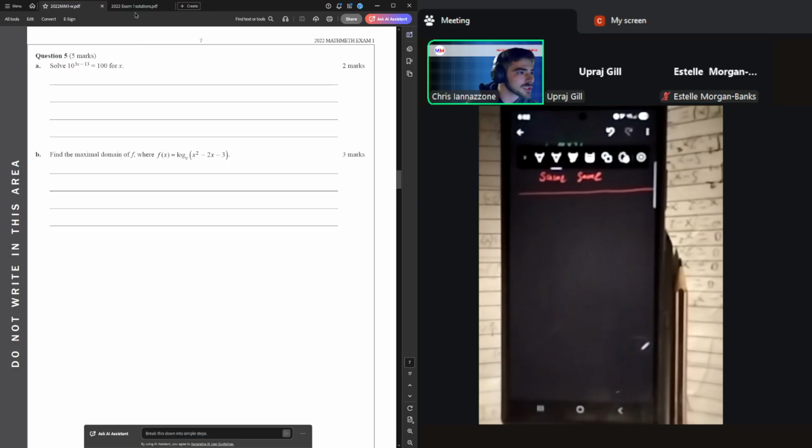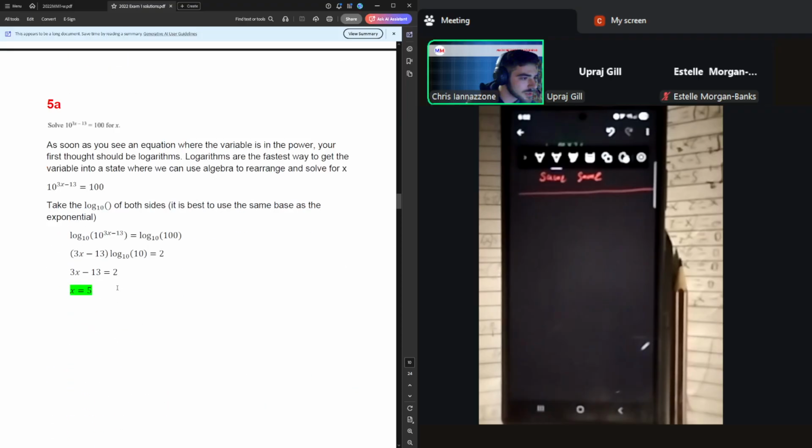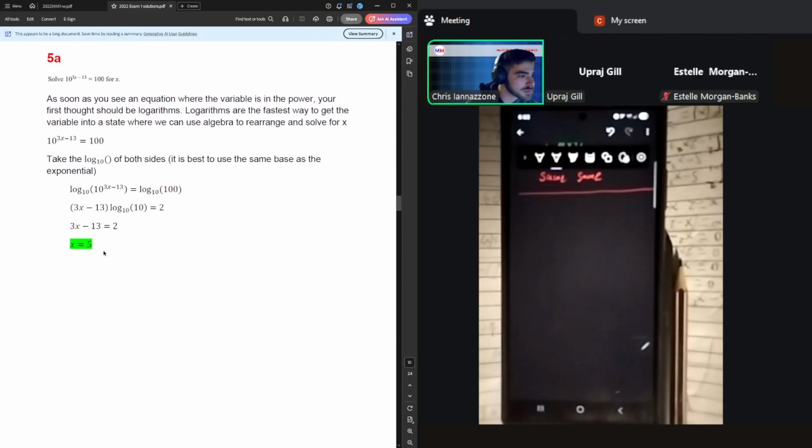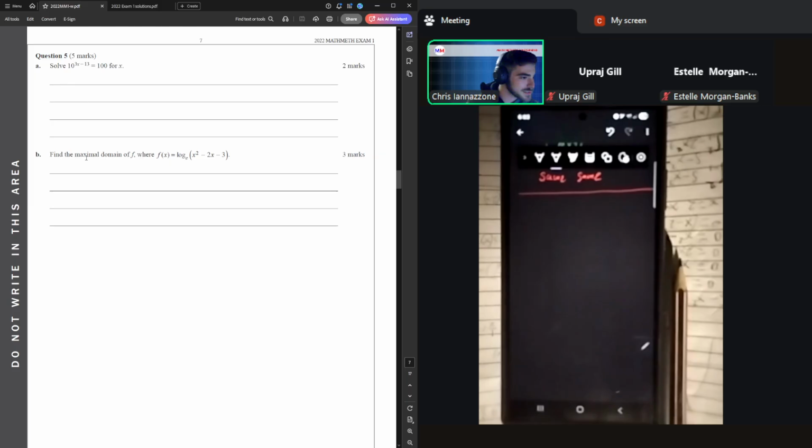Yep, works perfectly fine. Just for the sake of it, here's another alternative approach where you log 10 both sides and you still get to the same spot. Obviously, it's a bit slower. Taking log 10 and using log laws, a bit slower, but still gets you to the same spot. Cool. Good stuff.